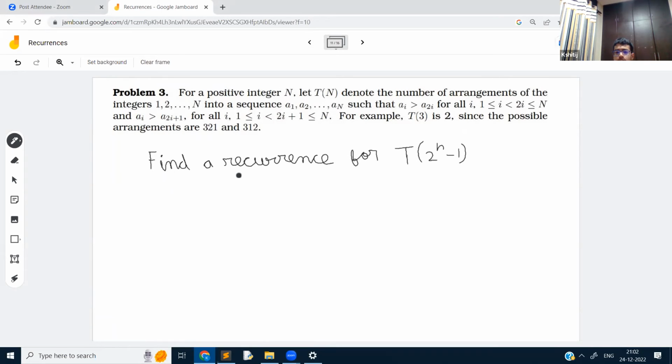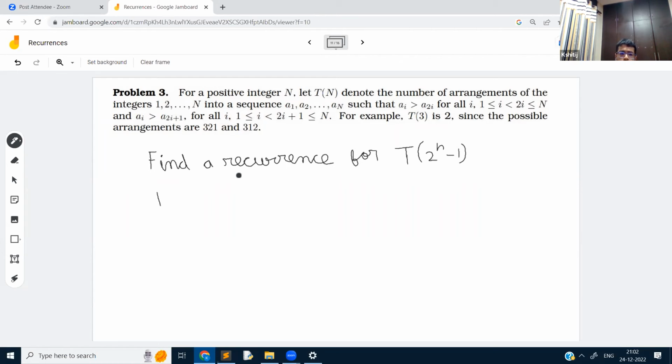We have to find a recurrence satisfying the number of permutations satisfying a condition that ai is greater than a 2i for all i, 2i between 1 and n, and ai is greater than a 2i plus 1. So now one part of the question is to find the recurrence for T 2n minus 2 and 2 to the power n minus 1. So now this is the question.